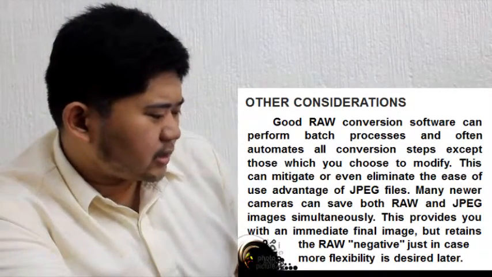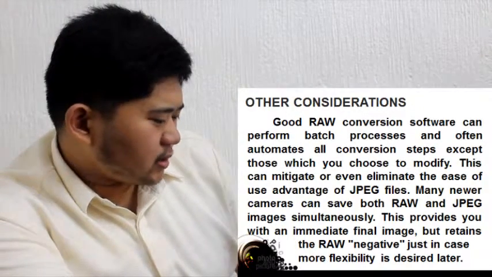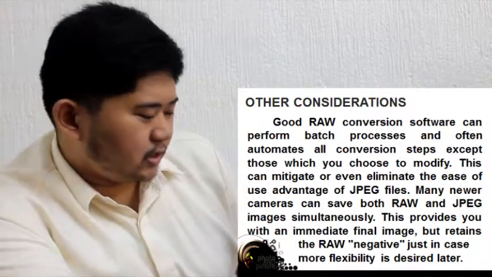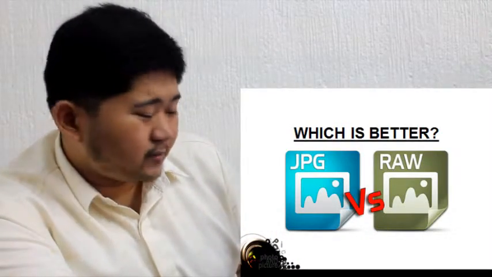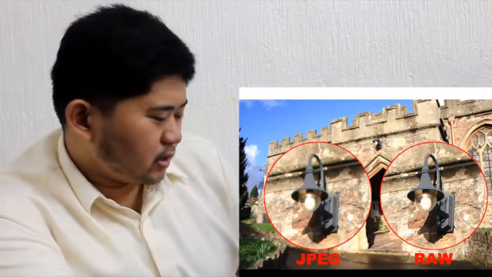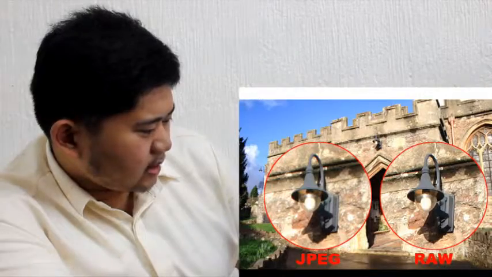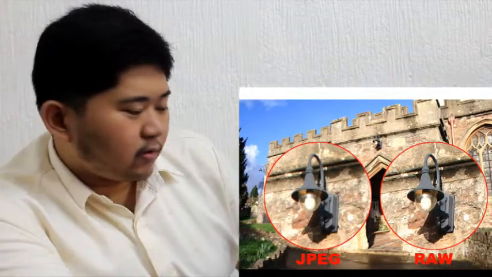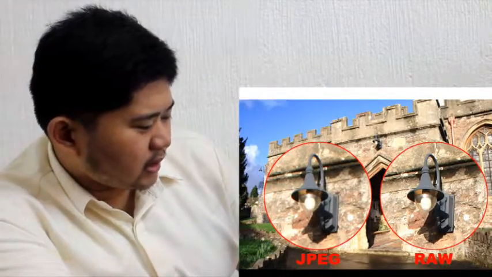Many newer cameras can save both RAW and JPEG images simultaneously. This provides you with an immediate final image but retains the RAW negative just in case more flexibility is desired later. Now, which is better, JPEG or RAW? As you can see here, the JPEG magnification on the right is a bit blurred compared to the RAW image on the left, which is much more detailed compared to the JPEG.